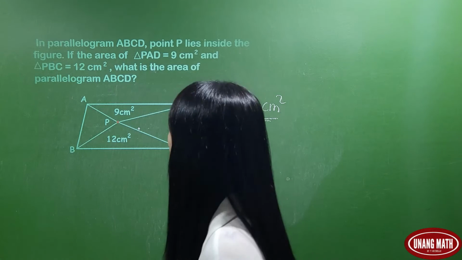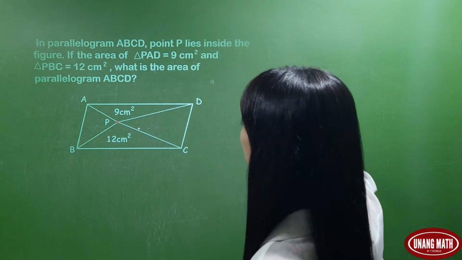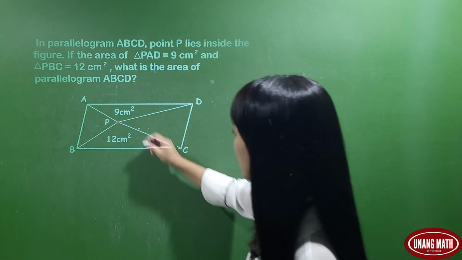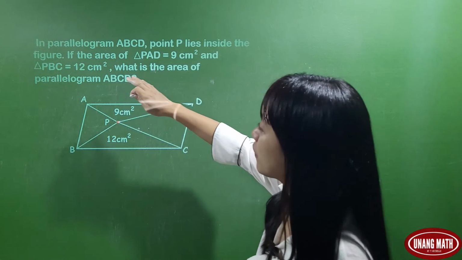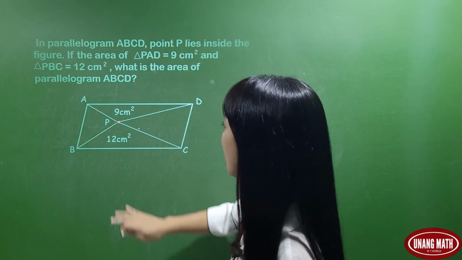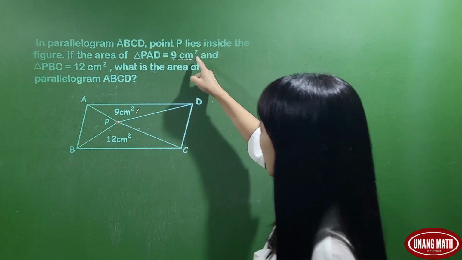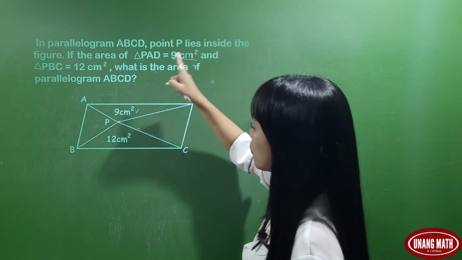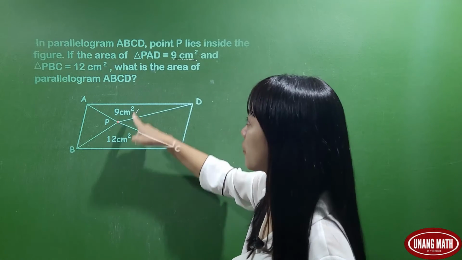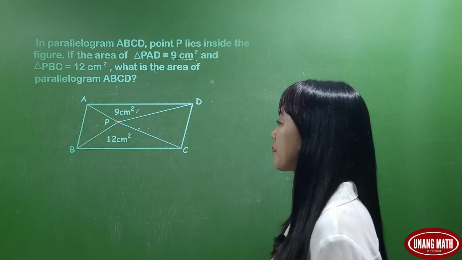Okay, and for the last question, according to this one, in parallelogram ABCD, point P lies inside the figure. So this is point P. If the area of triangle PAD, so we have here PAD, is 9 square centimeters, and triangle PBC is 12 square centimeters, what's the area of the parallelogram ABCD?